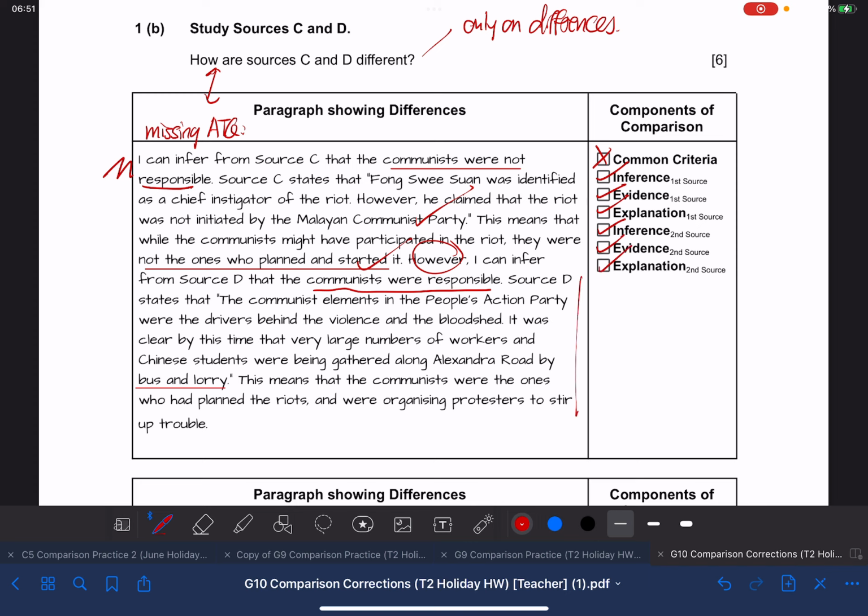The very, very major error here in this answer is that there's no common criteria. In fact, what this student has done is basically given me two sets of IEEs. Such an answer will not pass, meaning you won't even pass this question even if both sets of IEEs are correct. The reason why it wouldn't pass is for the simple reason you didn't answer the question. Okay, so this is a critical error.